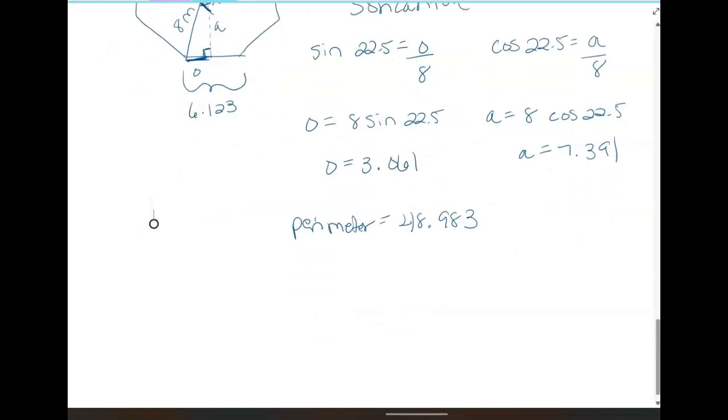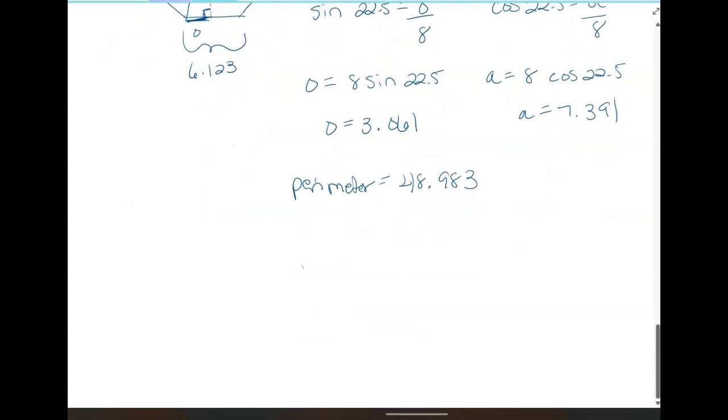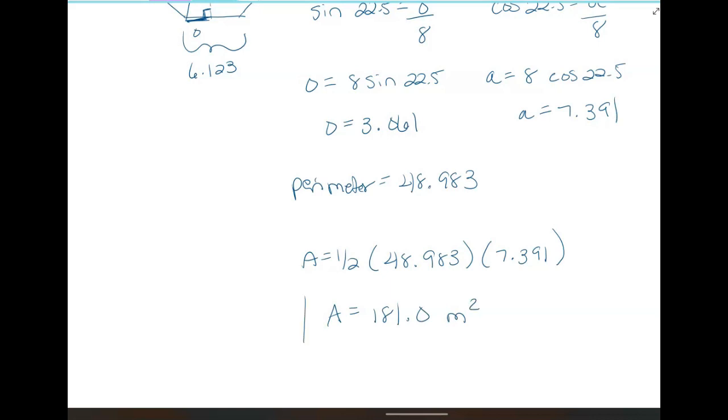All right, now you have everything you need to put this together. Area equals 1/2 perimeter, which is 48.983 times the apothem, which is 7.391. And when I multiply that all together and round to the nearest tenth now, I'm going to get 181 meters squared.